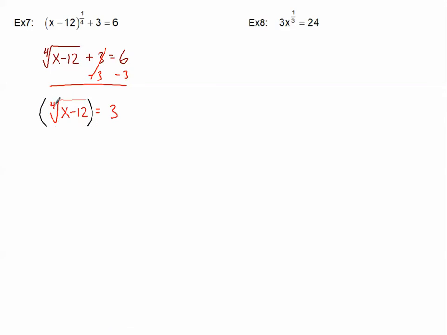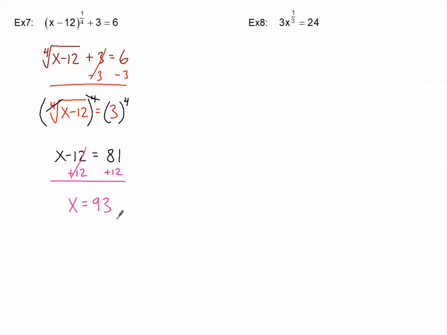In this case, I need to get rid of the 4 index, so I'm going to raise both sides to the 4th power. So the 4th root and the 4 cancel away, and I just get x minus 12. And 3 to the 4th power would be 3 times 3 times 3 times 3, which is 81. You can look on your powers table for that. One last step, let's add 12. And I've got x equals 93.